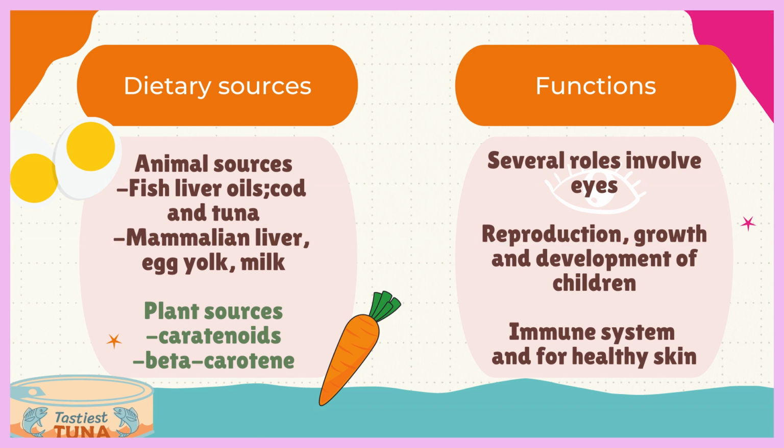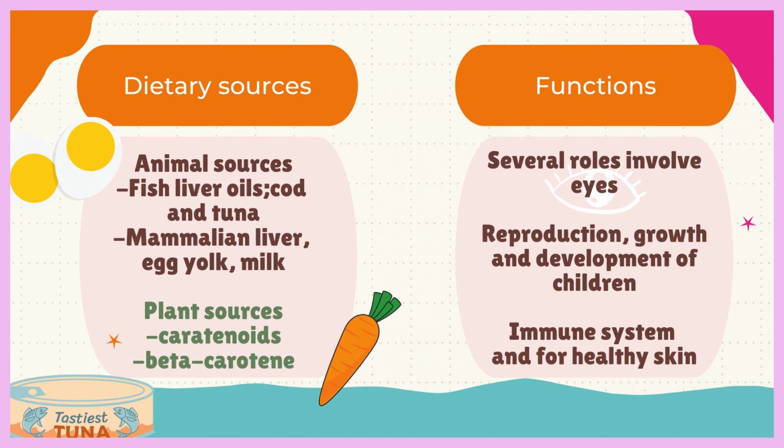The sources of vitamin A are usually available in animal and plant sources. Examples of animal sources are fish liver oils, cod, tuna, mammalian liver, egg yolk, and milk. Meanwhile, for the plant source, carrots are rich in carotenoids and beta-carotene.